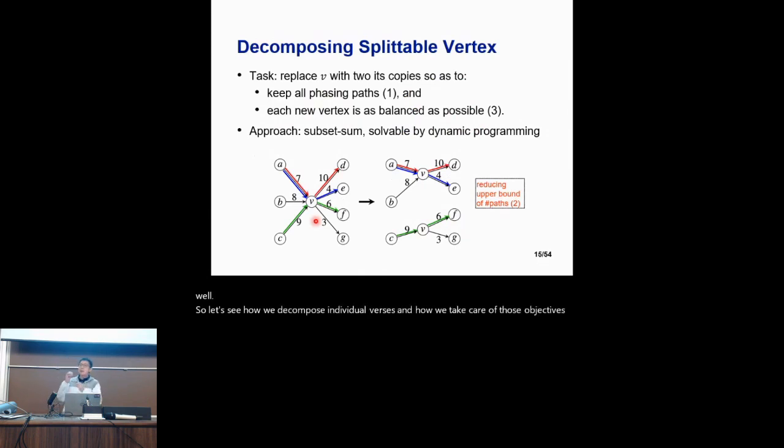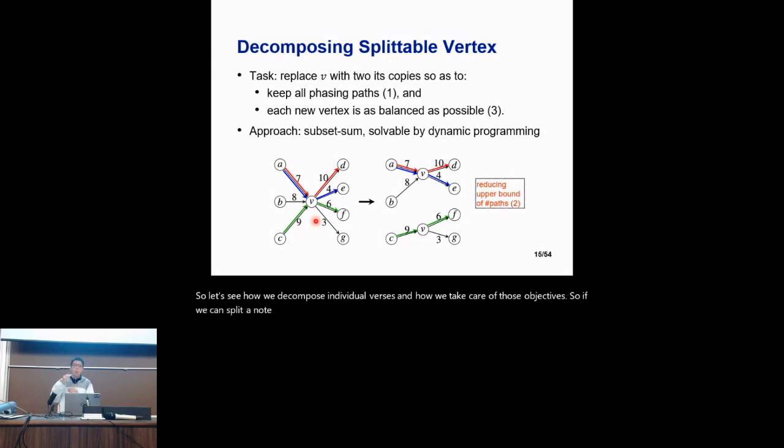If we can split a node into two while keeping all the phasing paths, we do it. We call it a splittable vertex. The task is to split this one into two and reassign all the adjacent edges so that each of the new vertices is as balanced as possible. This task can be formulated as a subset sum problem and efficiently solved by a dynamic programming algorithm.